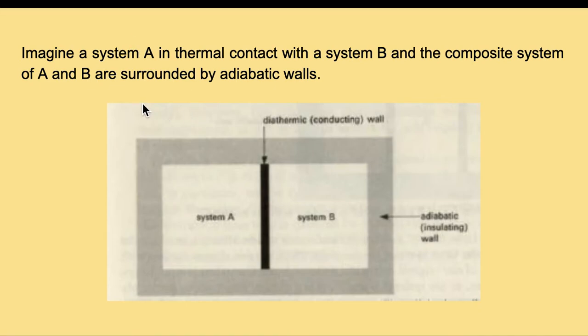Now imagine a system A, in thermal contact with the system B. That means here you can say a diathermic or conducting wall separating system A and system B. And the composite system, that means A plus B, is surrounded by adiabatic walls. So this is an adiabatic wall, this is a diathermic or conducting wall, this black one, and this is an adiabatic wall.